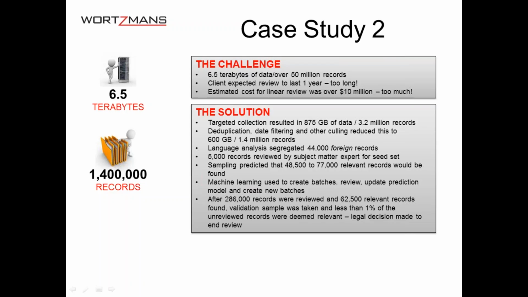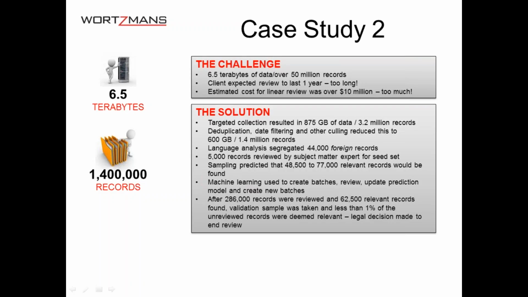The client had made us aware at the outset that there were going to be a lot of foreign language records. We then took 5,000 records that had been reviewed by a subject matter expert and used them as the seed set. At the same time, we also conducted sampling exercises, which in this case predicted that within the 1.4 million records, somewhere between 48,500 and 77,000 relevant records would be found. So in this case, clearly there was a much lower percentage of relevant records than in case study 1.